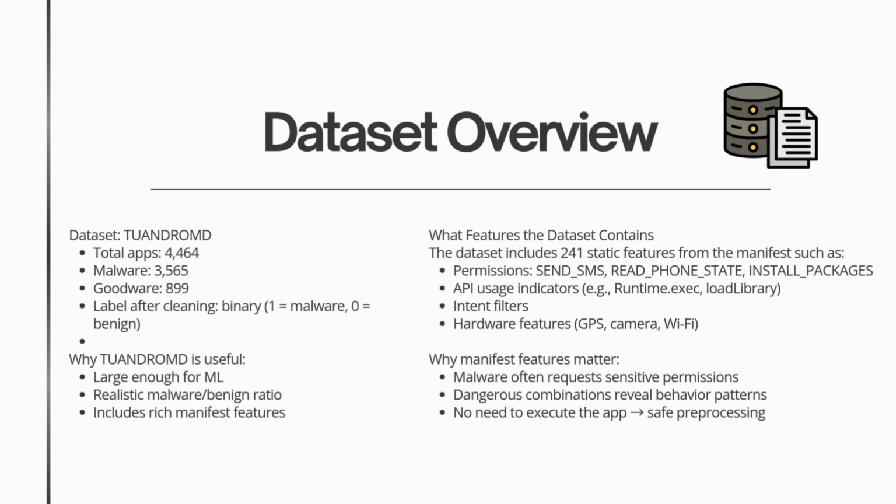The dataset used in this project was the 200 MD dataset containing 4464 Android applications. The 200 MD stands for Traffic Based Unified Android Dataset for Robust Malware Detection. The version used here focuses on static manifest features. Out of 4464 apps, 3565 are malware and 89 are benign. Each app is represented using 241 static features extracted directly from its AndroidManifest.xml file. The features include permissions, API usage indicators, intent filters, and hardware access requirements.